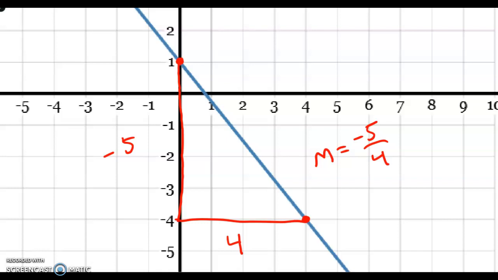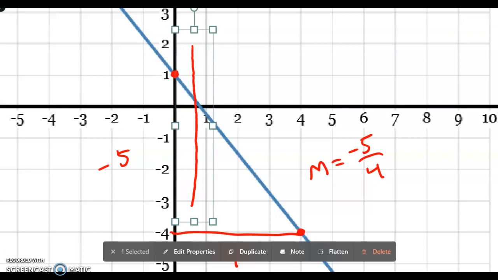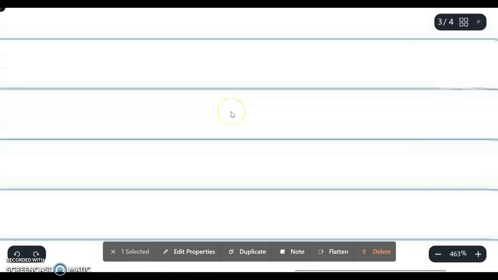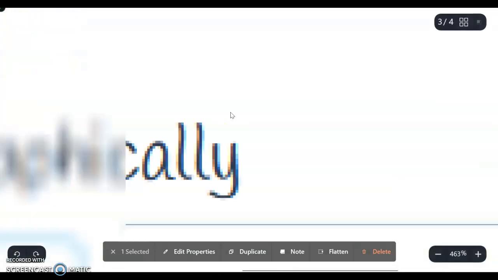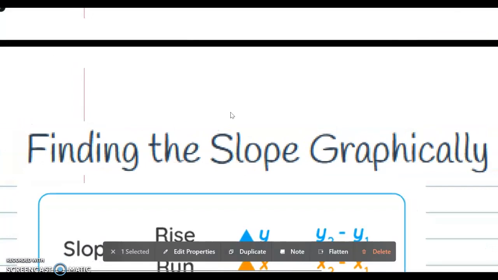Okay, that's it. That is finding the slope graphically.